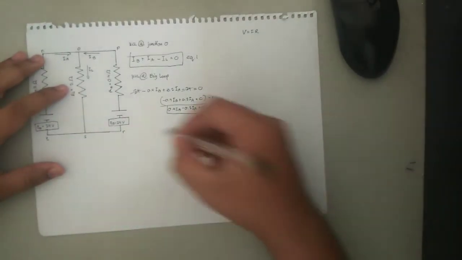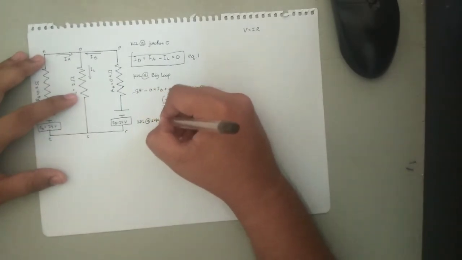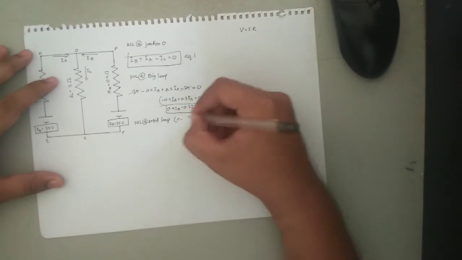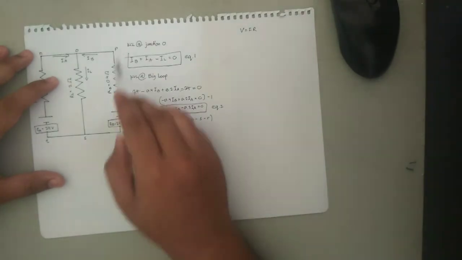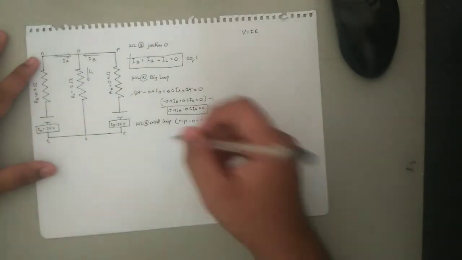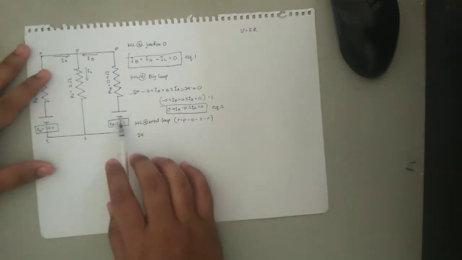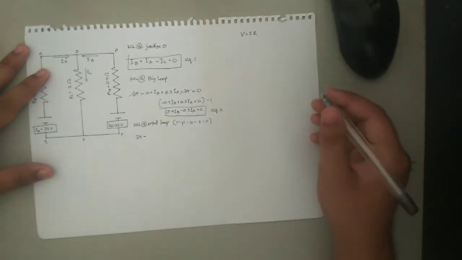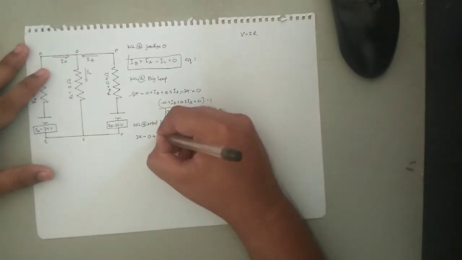Now we are going to apply KVL to the small loop, specifically this one. So we're going to do R, P, O, S, and R. Go. So again, positive 24. And then the current and the assumed direction are the same, so that's going to be negative 0.4 IB.